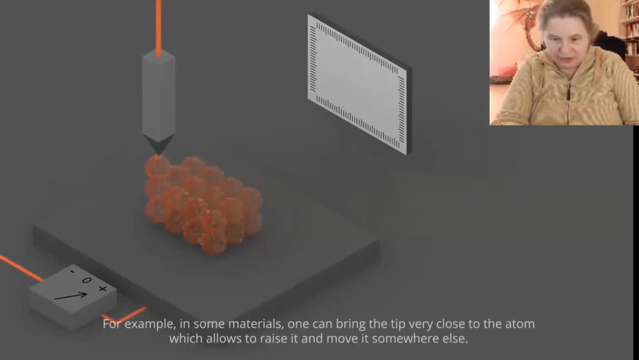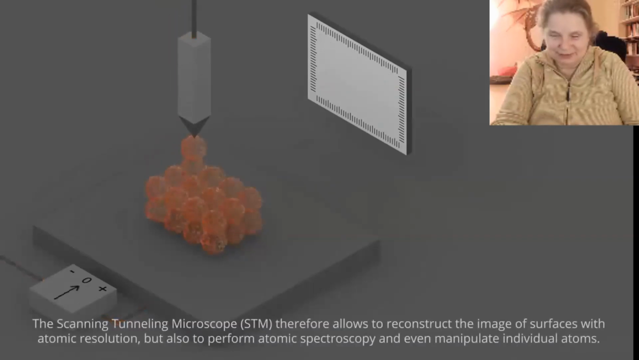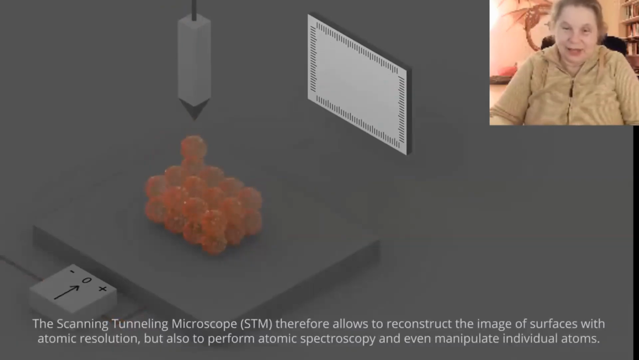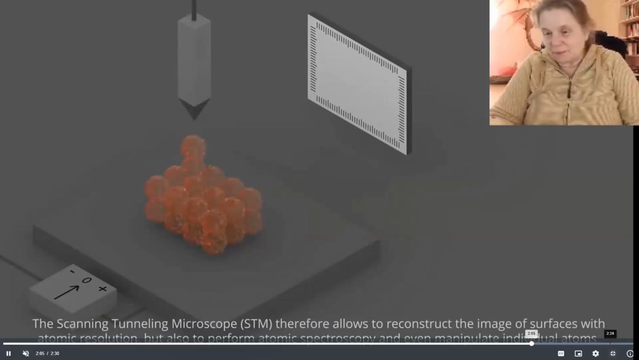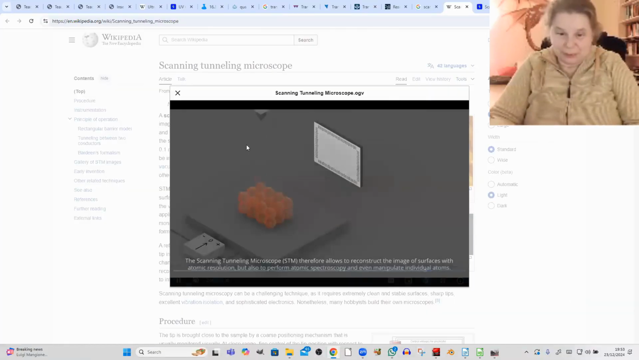Okay, so your tip gets close to an atom and you can pick it up and put it down somewhere else. Yay! So you can move one atom at a time. It's just unreal. Anyway, I just think this is glorious. So this is the scanning tunneling microscope.